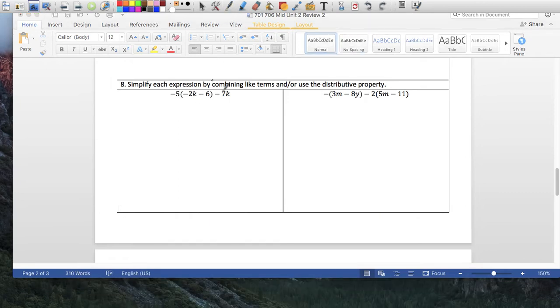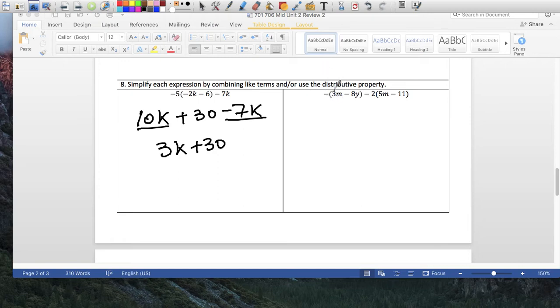So again, I can't combine anything because I have to apply the distributive property, so I'm going to get 10k, negative and negative is positive, plus 30, minus 7k. I combine 10k minus 7k, and that's going to give us 3k plus 30. That's easy enough.